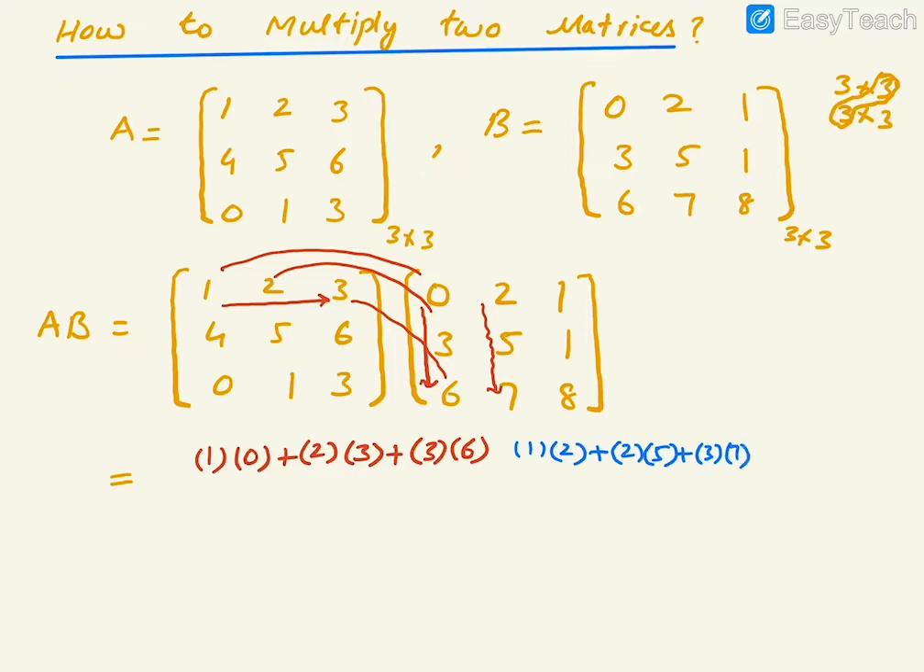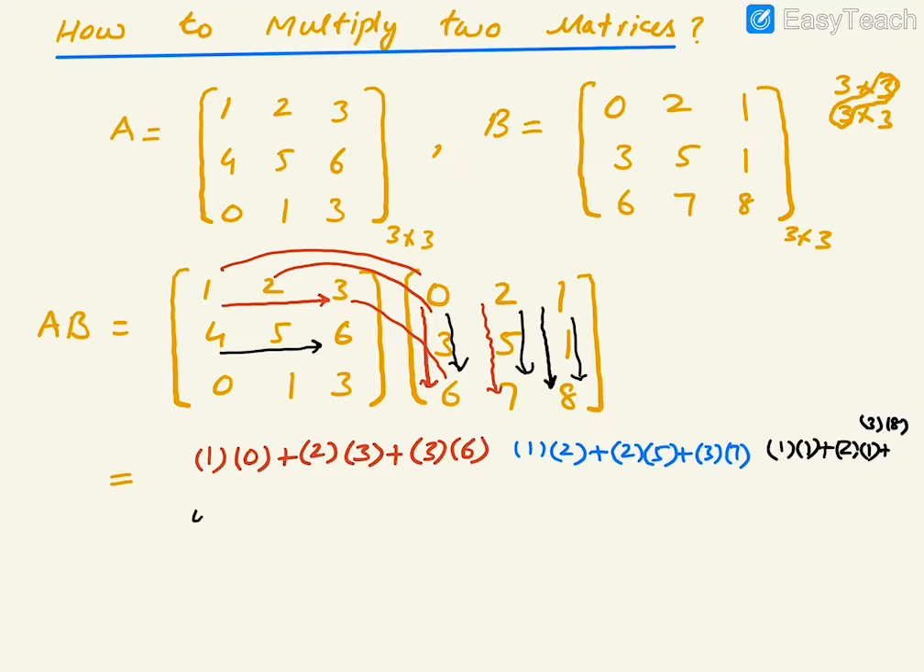Similarly, the first row will multiply with the last column, the third column also, and we will write here 1 multiplied with 1, plus 2 with 1, plus 3 will multiply with 8. Similarly, the second row will multiply all three columns. So how will it multiply? 4, 5, 6. Only the row will change, the column will be the same.